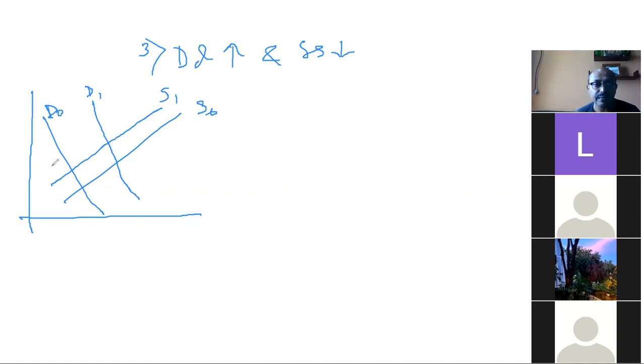So in this particular case, price is rising, from P0 to P1. Here quantity is also rising. Why? Because proportionate increase in demand is higher than proportionate decrease in supply. Or in simple language, increase is higher than decrease. So quantity is increasing.